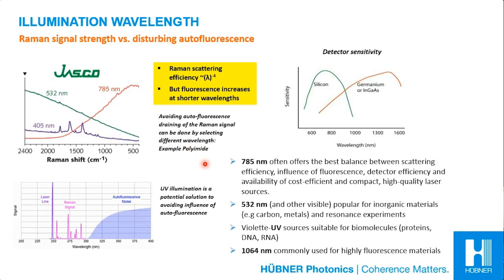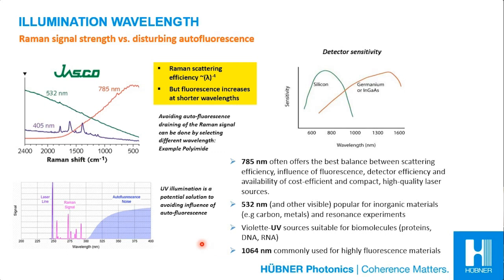Considering those two aspects, it turns out that for many materials an illumination wavelength around 750 to 800 nanometers is the best choice. Wavelengths in the visible around green are often used with inorganic materials and for resonance experiments like SERS and TERS. Violet to UV sources are often suitable for biomolecules. And for highly fluorescent materials, it's often useful to go further out in the near infrared at around 1 micrometer, even if the Raman signal is much weaker there.